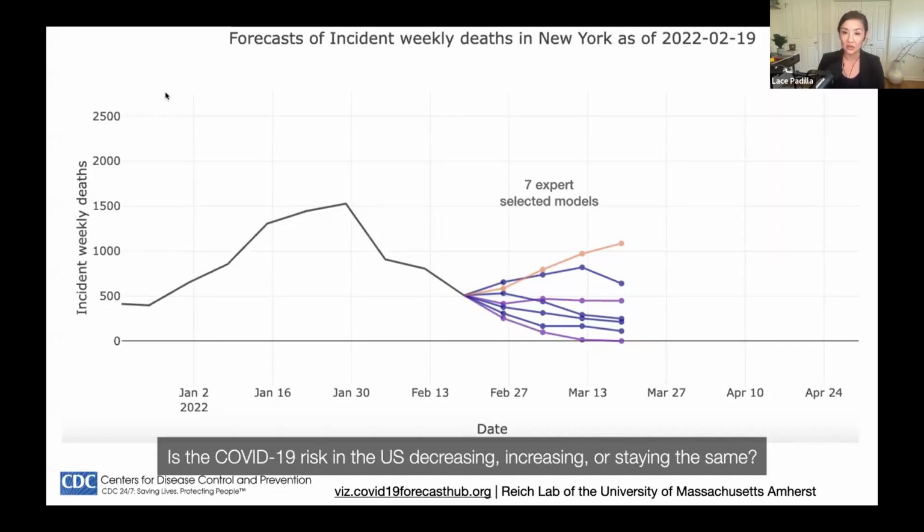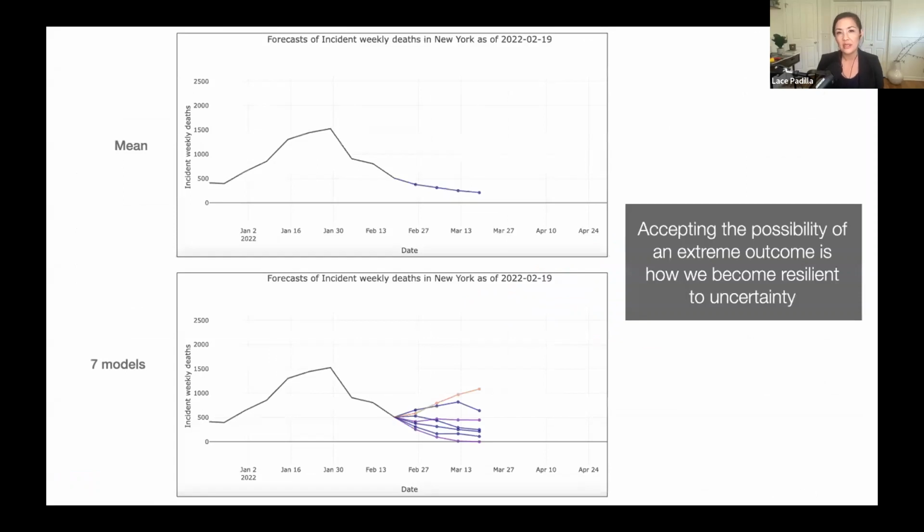My main point here is that if you see any of these different types of visualizations, you might come to very different conclusions about your risk of COVID-19 and might take very different actions. In addition, some types of visualizations confront you with the uncertainty. And I would argue that accepting the possibility of an extreme outcome is how we become resilient to uncertainty.